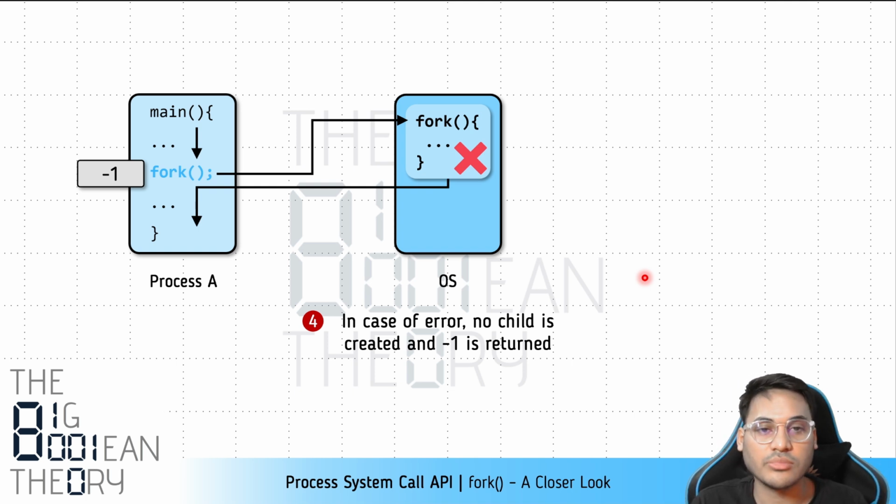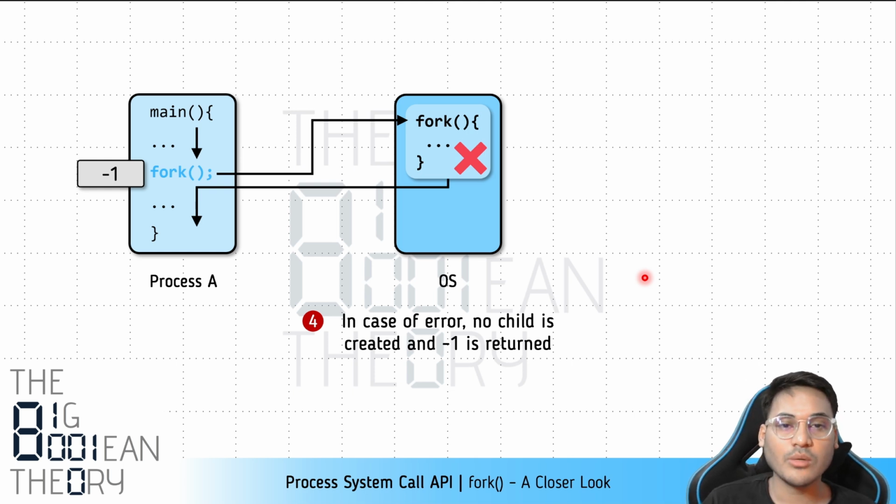Whereas in the case that the fork is successful, right, the invocation of the fork system call is successful and a new process was successfully created, then as we discussed, in that case, the value that is returned to the parent process is the PID of the child process, right? So this was about the return values of the fork system call.